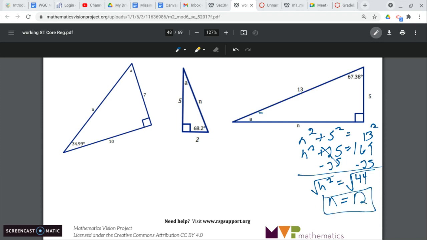Now, for finding our angle A, we're going to take 90 minus 67.38, which is going to give us 22.62 degrees. So A equals 22.62 degrees. So like I said, you're finding both the angle and the side measure.